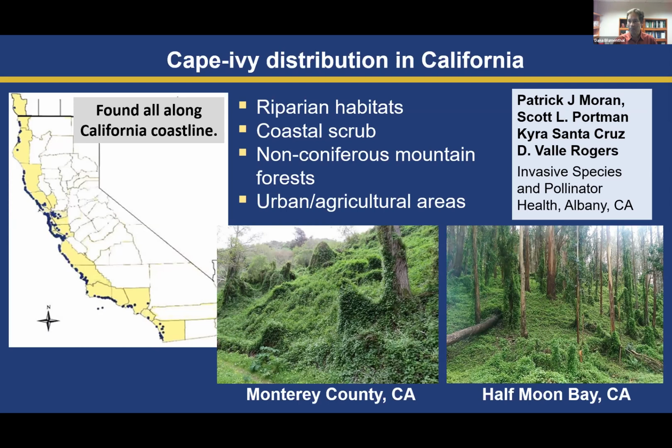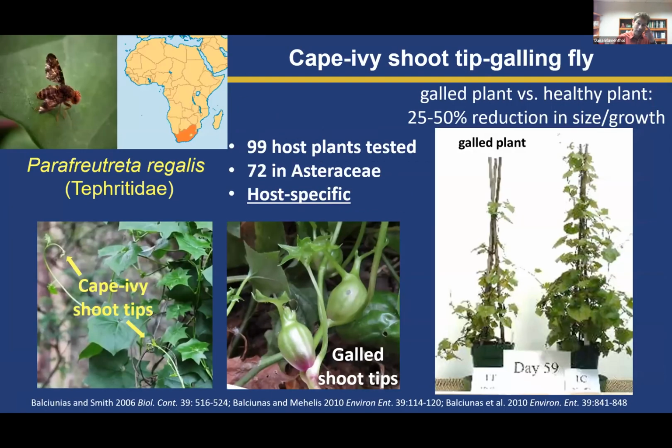They've been studying Cape ivy in California. You can see here that it's invasive all up and down the coast of California. It's also invasive in other parts of the world. This is a vine that can completely choke native vegetation and killing much of it. And they've been looking into, and ARS in general has been looking into the Cape ivy shoot tip galling fly as a control agent for this invasive species.